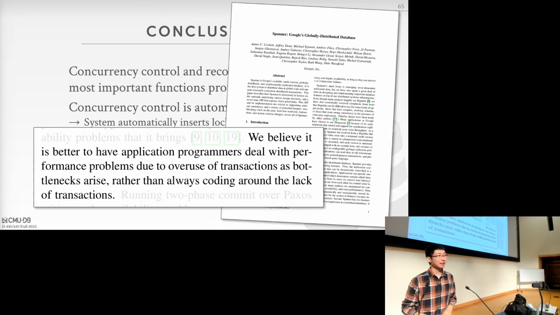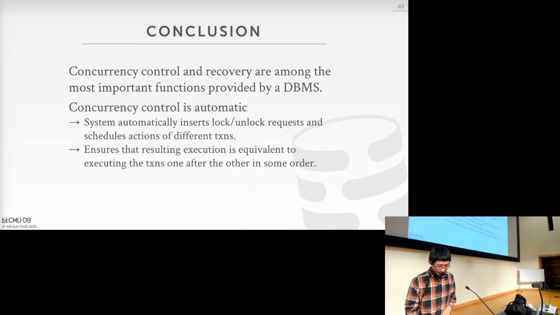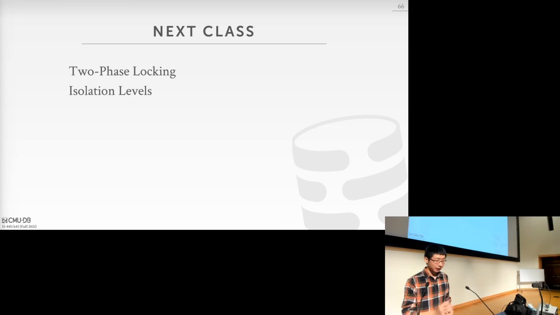All right? So this is all for today. Next class, we're going to talk about the specifics. I'll talk about how we actually use the two-phase locking algorithm to ensure these properties in the concurrency control mechanism, as well as the different levels of isolation.